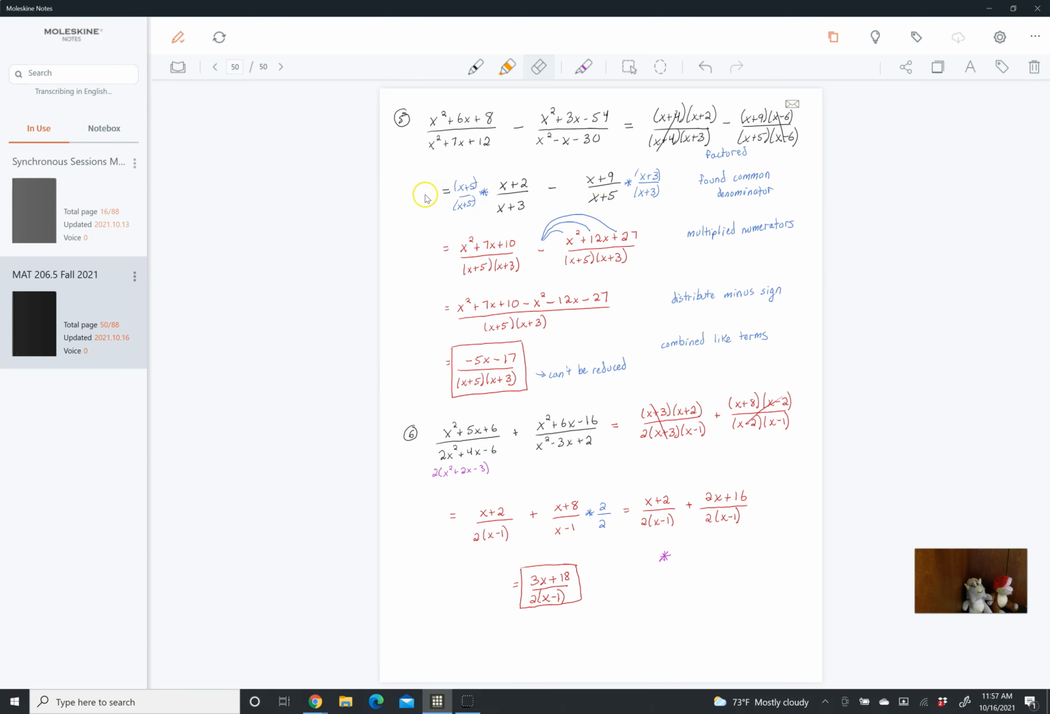You're going to know that you did something wrong because if we canceled the x plus 5, then we would be going back to exactly where we were before, where in this denominator we have an x plus 3, and in this one we have an x plus 5, and they're no longer common denominators. So in terms of canceling, it can only be done before finding the common denominator or at the very end when you're reducing your final answer.